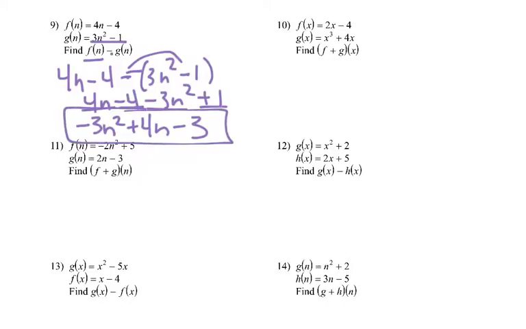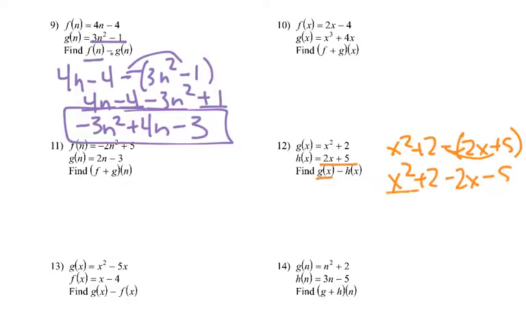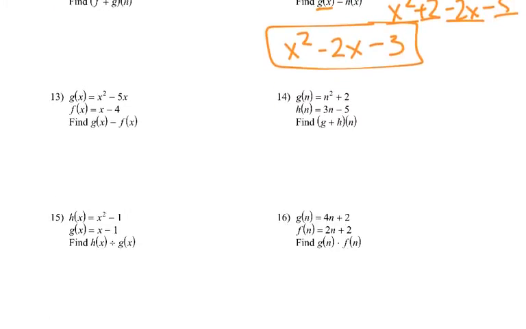Okay, so 12 is another minus, so we do the same thing. So x squared plus 2 minus this whole thing, 2x plus 5. We apply the negative to both. X squared plus 2 minus 2x minus 5. There's no other x squared, so I go x squared. No other 2x, negative 2x. Can't combine those two because they have different powers. And then a positive 2 and negative 5 gives us a negative 3. And there's our answer for 12.